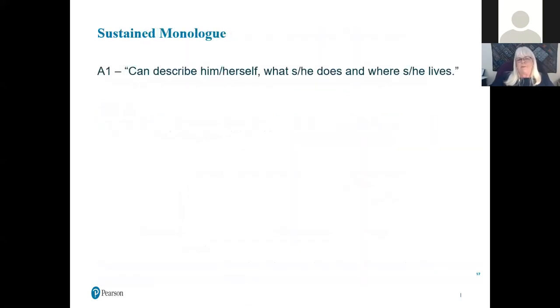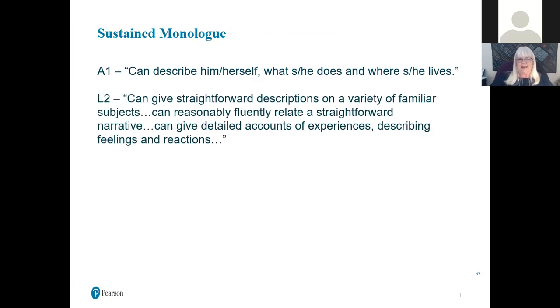So these are the marking criteria for four different levels. I haven't put all six levels on, that would be a bit too much. At the first level, A1 can describe him or herself, what he or she does and where he or she lives. So pretty basic personal information. We jump to level 2: can give straightforward descriptions on a variety of familiar subjects, can reasonably fluently relate a straightforward narrative, can give detailed accounts of experiences, describing feelings and reactions. So quite a bit more advanced at that level.